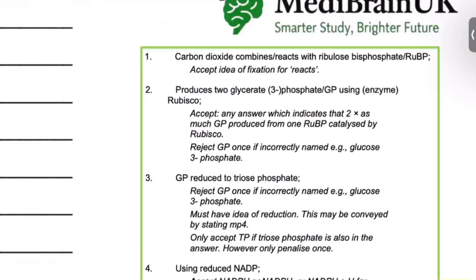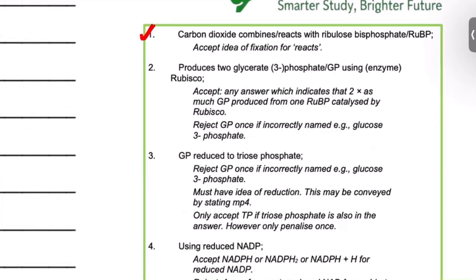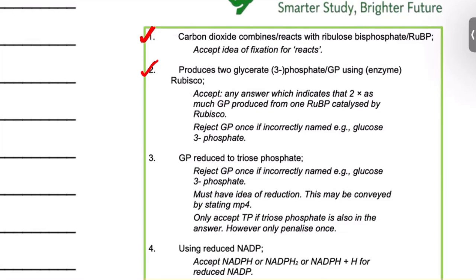So in the light independent reaction, this is what's happening. The carbon dioxide is combining with RUBP. We know that that's the first stage of the reaction. The carbon dioxide is combining with your RUBP, and what's happening is that it's producing 2 GP. It's producing 2 glycerate phosphate, or GP, using your Rubisco. Okay, that's your 2 marks.